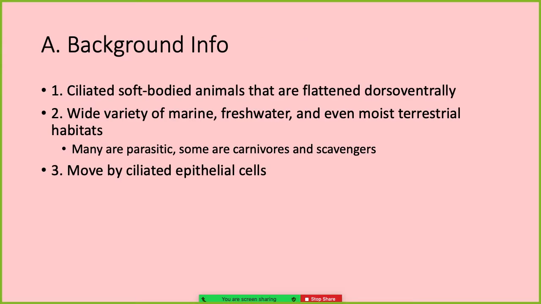Okay. So like I mentioned earlier, they are ciliated, they are soft, they are flat, hence the name flatworms. You find them in marine ecosystems, freshwater ecosystems, and even moist terrestrial habitats. A lot of them are actually parasitic, but there are some carnivores and scavengers out there. And then they move by ciliated epithelial cells.